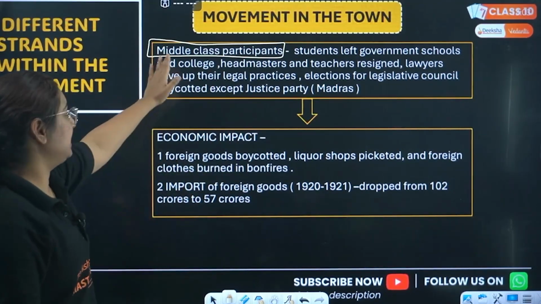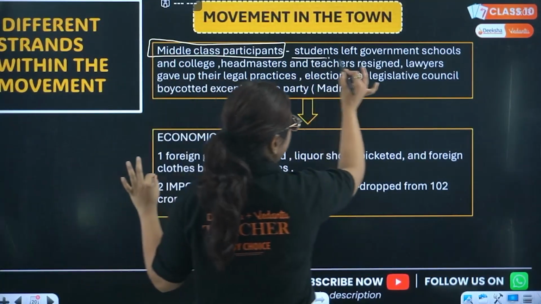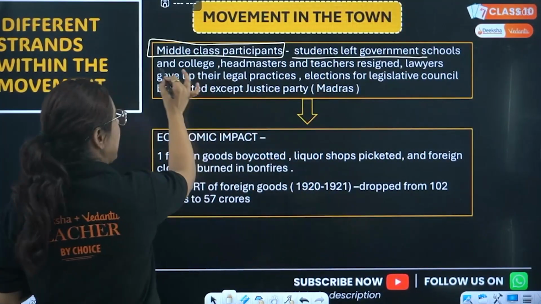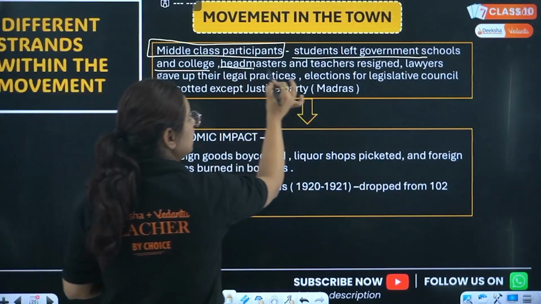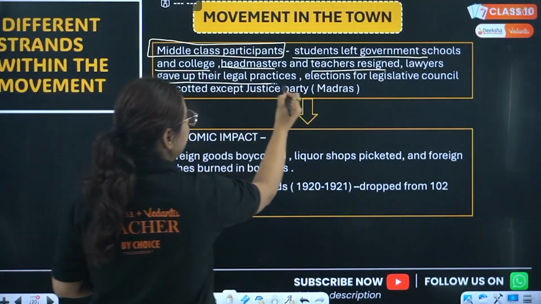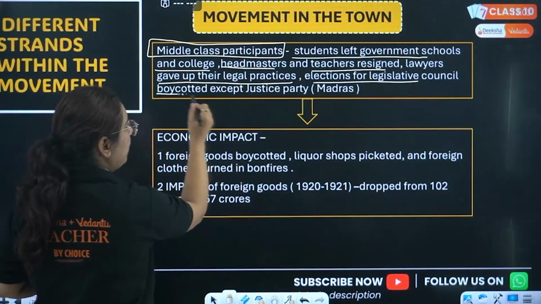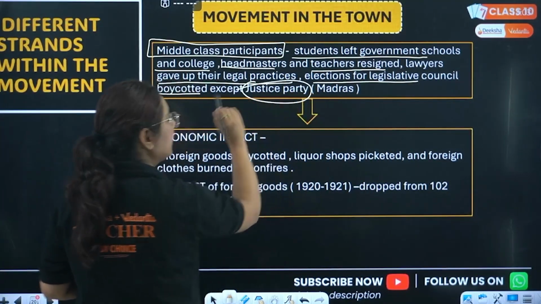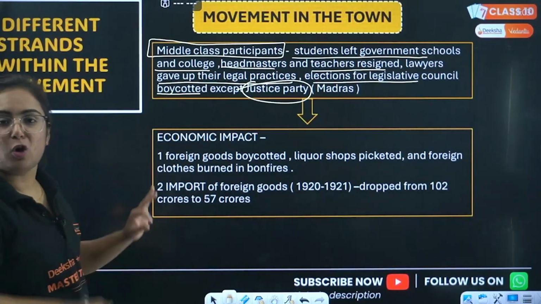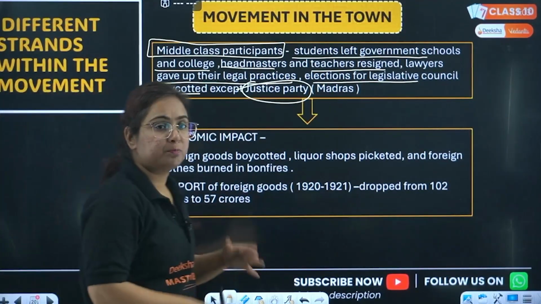So these middle class participants started leaving their schools. Students left the government schools and colleges. The headmasters and the teachers resigned. They left their jobs. The lawyers gave up their legal practices. Elections for legislative councils were boycotted except by the Justice Party in Madras. So the party we were talking about in Madras is actually the Justice Party. So this was going on.